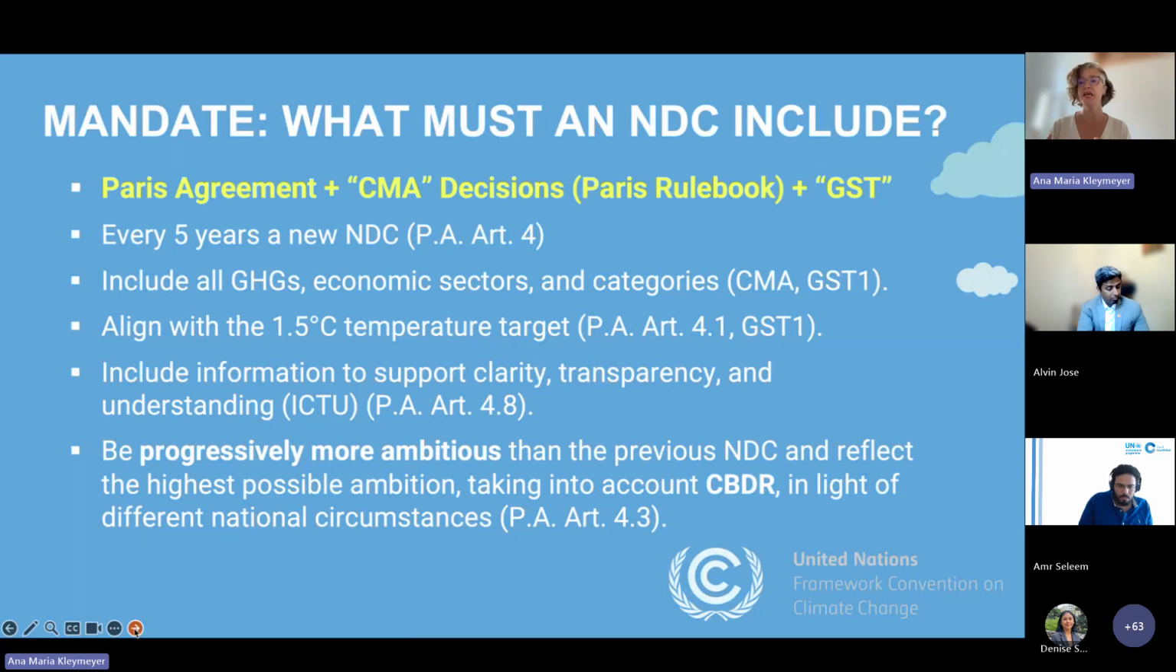The pledges contained in this NDC cycle are to cover the time period from 2025 all the way up to 2035. So that implementation period is actually a 10-year implementation period.